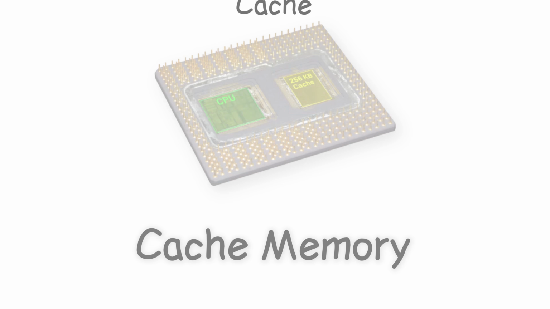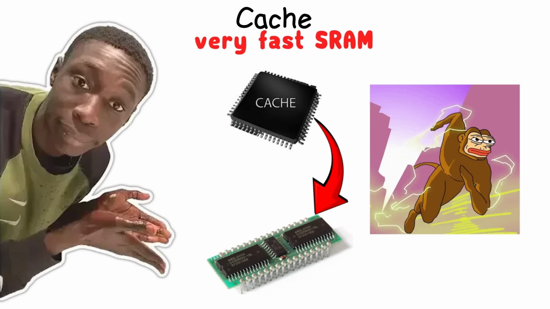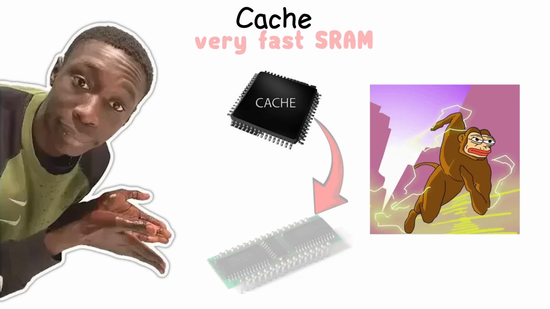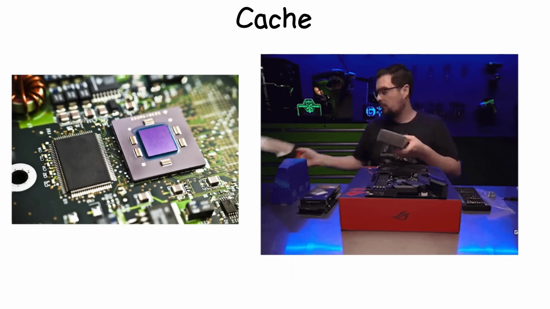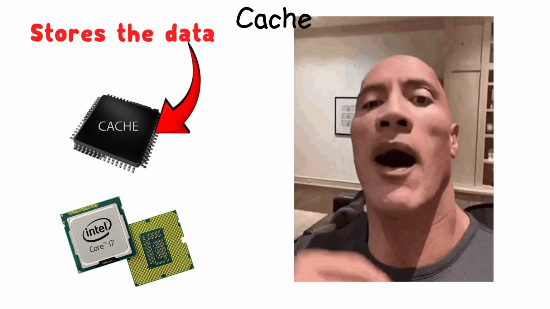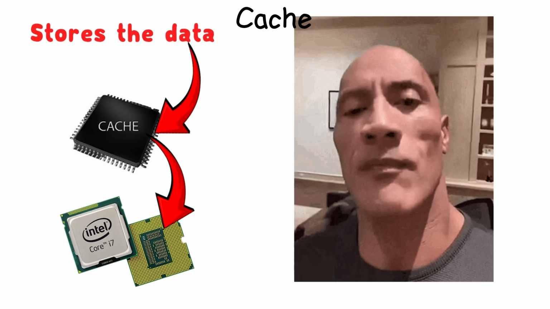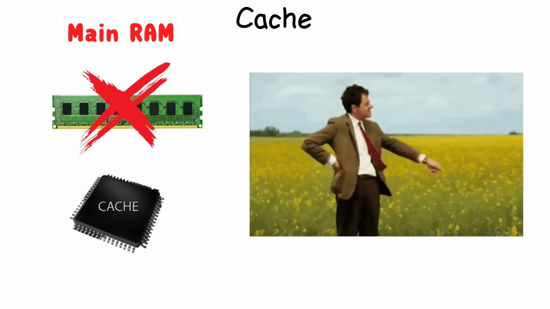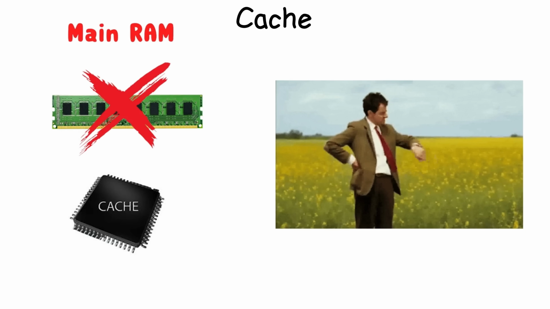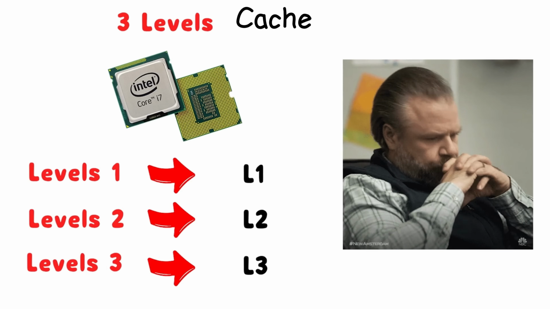Cache memory. Cache memory is a small amount of very fast SRAM built into or right next to your CPU. It stores the data the processor is most likely to need next, so it does not have to wait for the much slower main RAM. Modern processors have 3 levels.